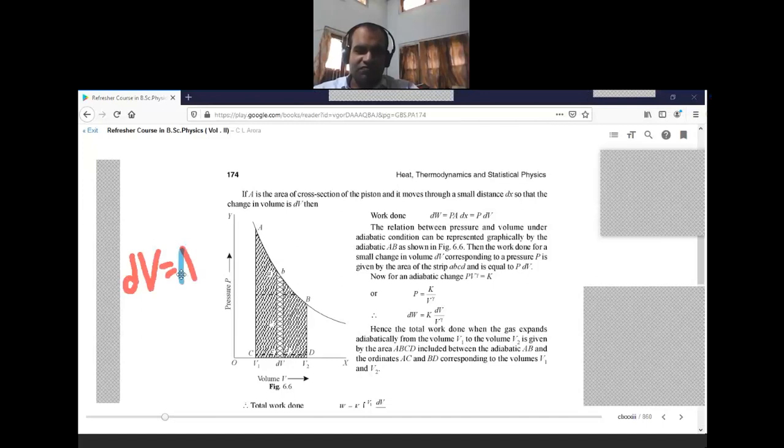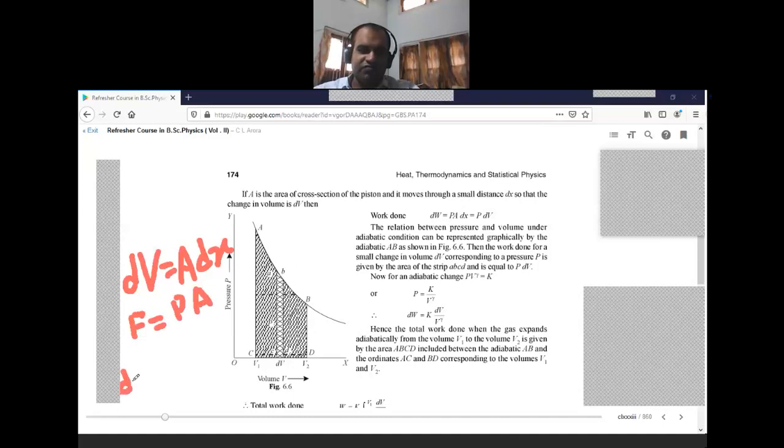So dV, or the change in volume, is nothing but the area of cross section of the piston multiplied by the displacement of the piston due to the expansion of the gas. Okay, so dV is equal to A dx. Therefore the work done is equal to force times displacement, and force is equal to pressure multiplied by area.